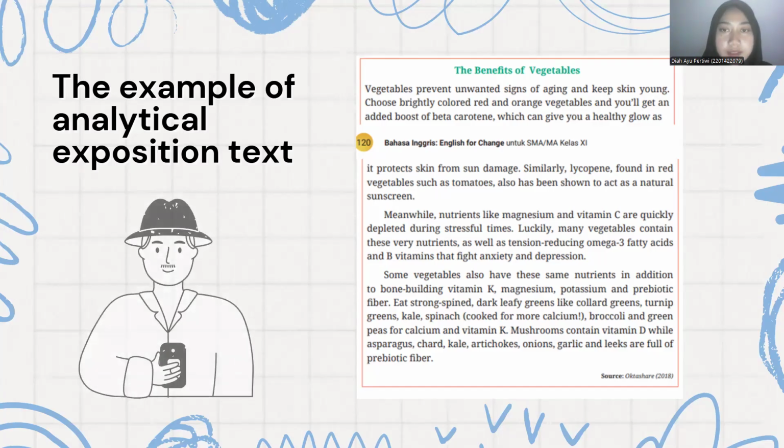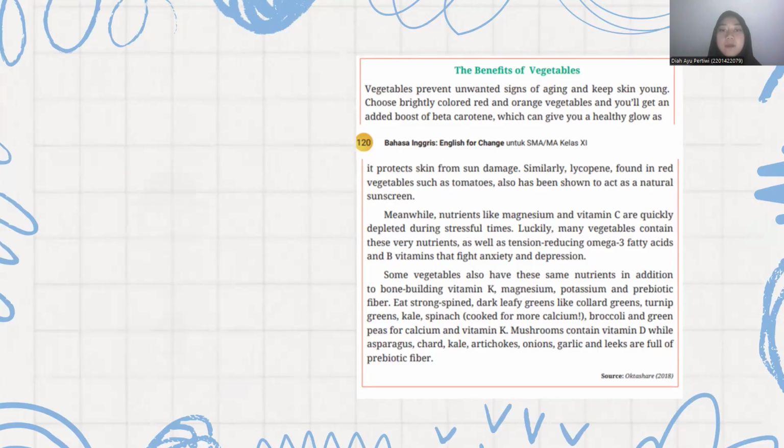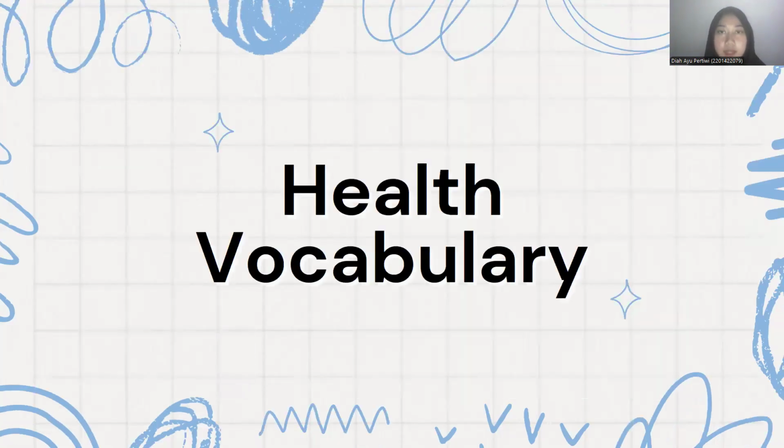Have you finished reading this example of analytical exposition text, guys? Okay, I hope you understand the meaning of the text. So we are going to jump into the next material, which is about health vocabulary, because our material will be focusing on health vocabulary in analytical exposition text. So we need to understand health vocabulary first before you start your assignment.